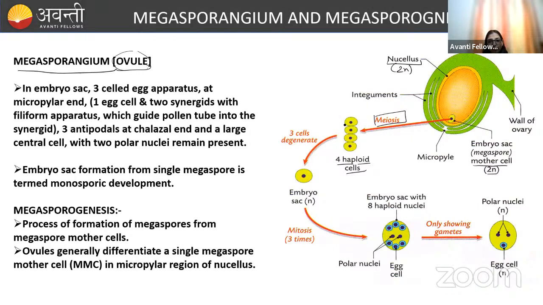Out of 4, 3 get degenerated. So 3 haploid megaspores get degenerated, and only 1 remains functional. And this functional megaspore will form the embryo sac. We also call it the female gametophyte.